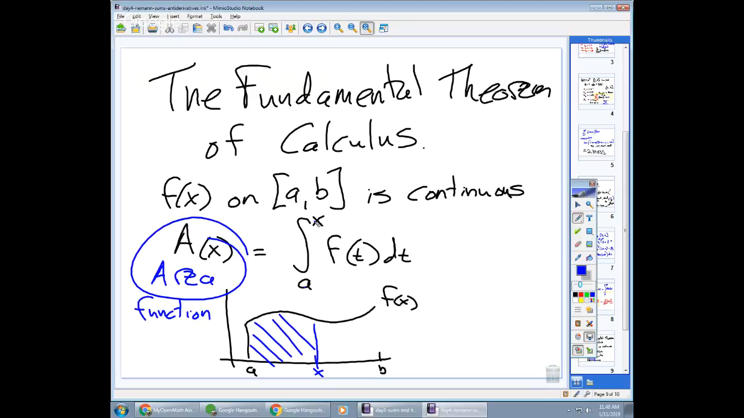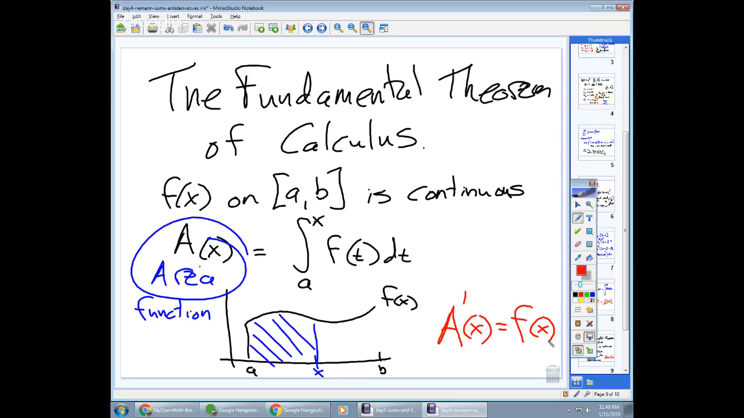That's not the theorem yet. This is the setup to the theorem. Here's what the theorem says: if this is your area function, if you take the derivative of the area function, A prime, it's equal to the function you started with, f of x. What does that mean? I'll explain that next.